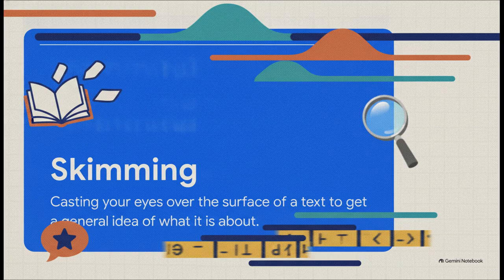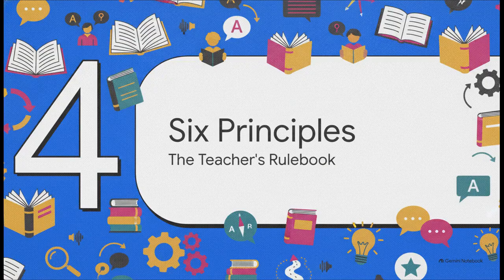It's like glancing at a film review just to see if the movie is a rom-com or a horror flick without reading the whole plot summary. Once again, if students get bogged down trying to gather all the tiny details, they're going to miss the big picture entirely. Section 4. 6 Principles of Reading, the Teacher's Rulebook.